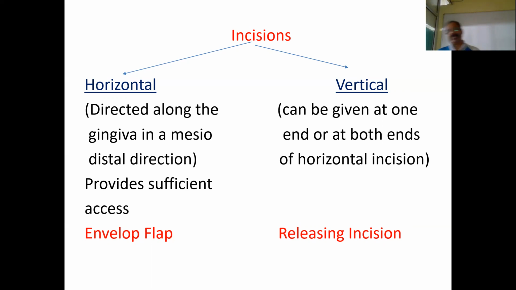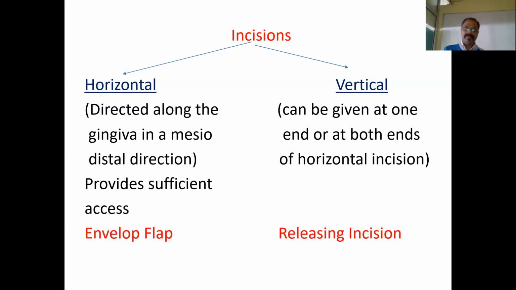Vertical incisions basically can be given at either end of this horizontal incision. That means you give a horizontal incision in the mesiodistal direction, and then you give two vertical incisions perpendicular to this horizontal incision. So these are called vertical incisions, or they are also called releasing incisions.